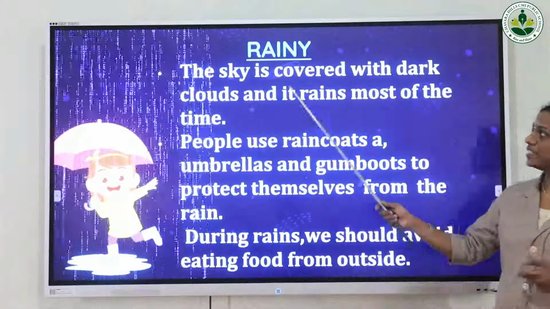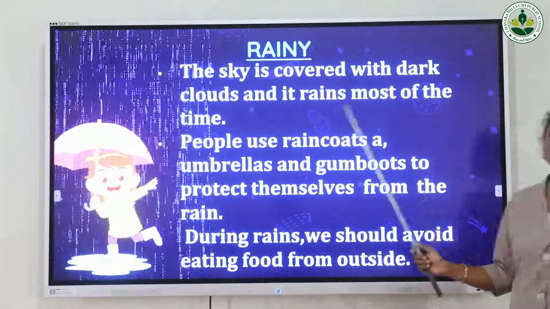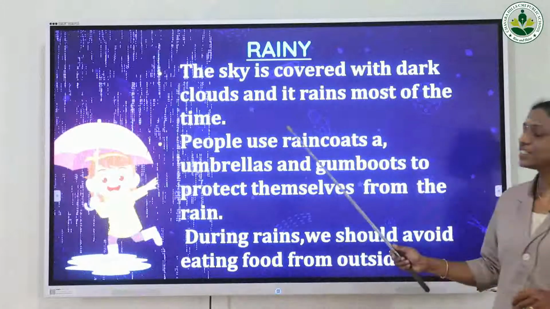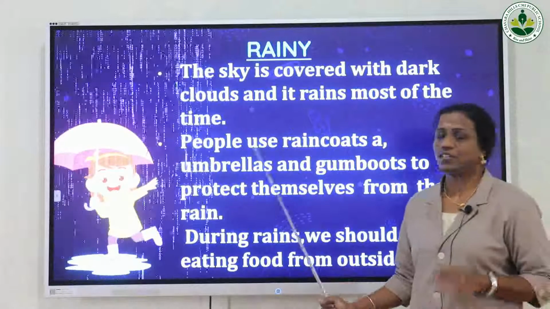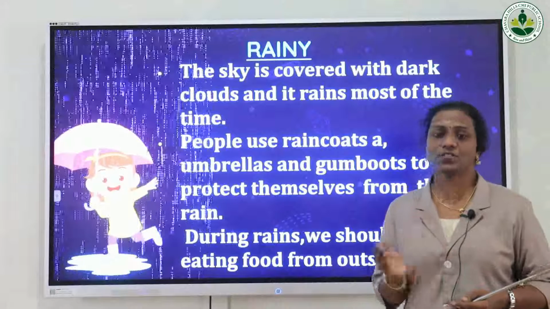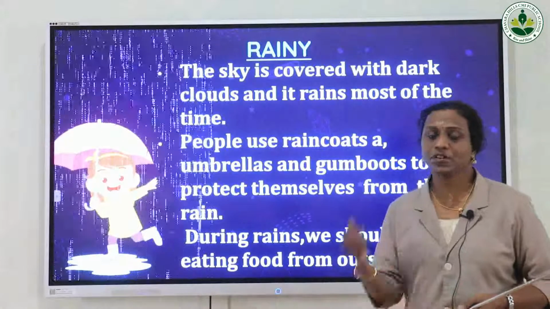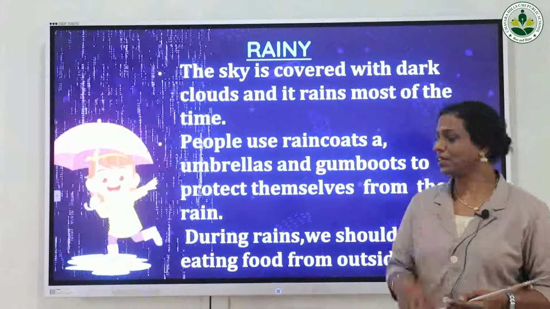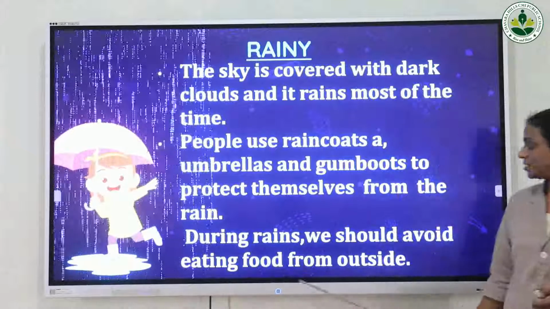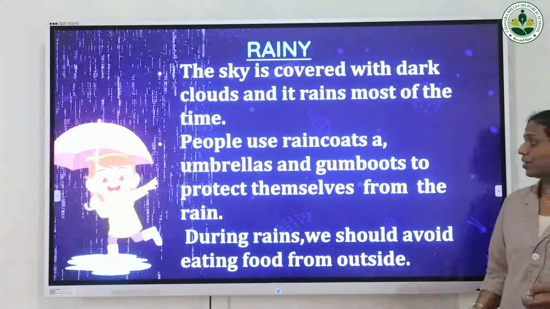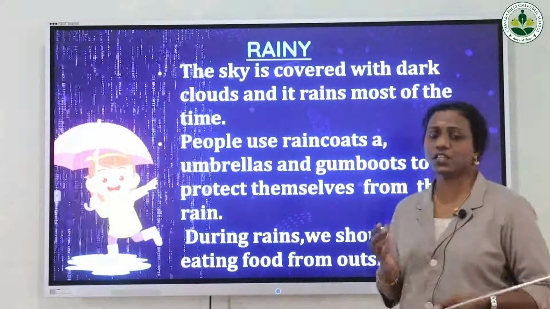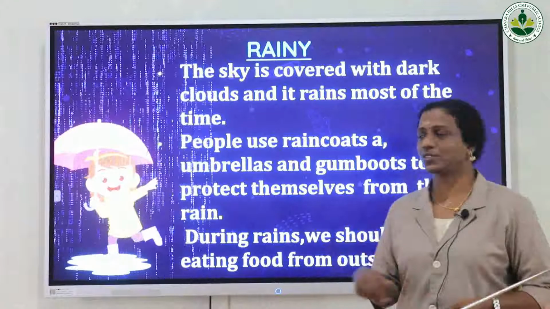So what are the specialties? The sky is covered with dark clouds and it rains most of the time. And what do we have to use at that time? We have to wear raincoats and gum boots, and also take an umbrella when we are going outside. And during rains, we should avoid eating food from outside. There is a chance of getting a lot of diseases from outside food.